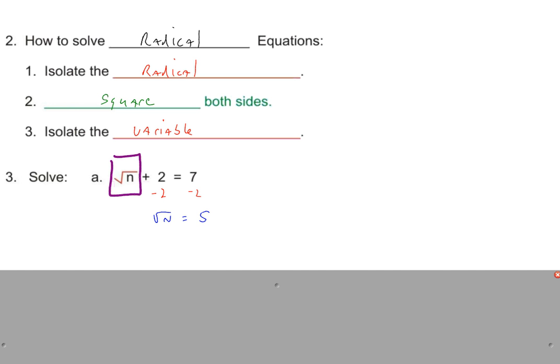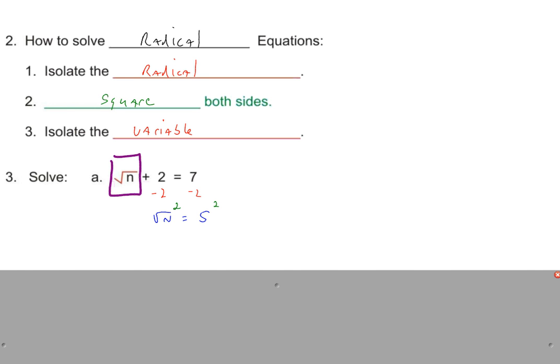So what's the next step? Somebody tell me what to do next. Kristen, what do we do next? We just did. What do we do next? Somebody tell me what to do next. Chloe? Now we're ready to square both sides. See, the radical is isolated, right? The square root of n is all by itself. Is there anything else with the square root of n on the left? No. We've moved all numbers away from it. It's just the square root of n. We're ready to square both sides.